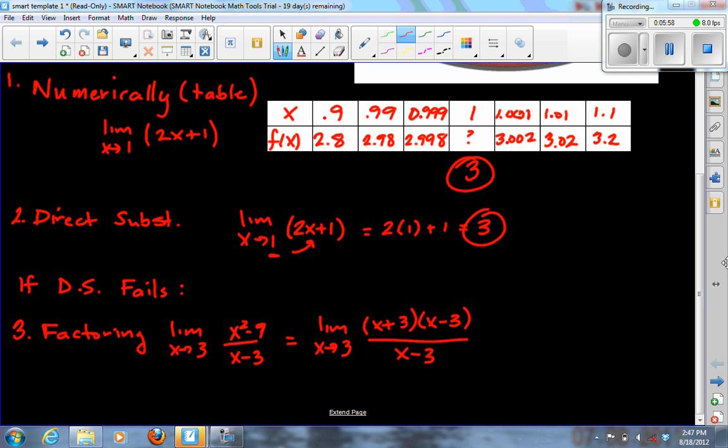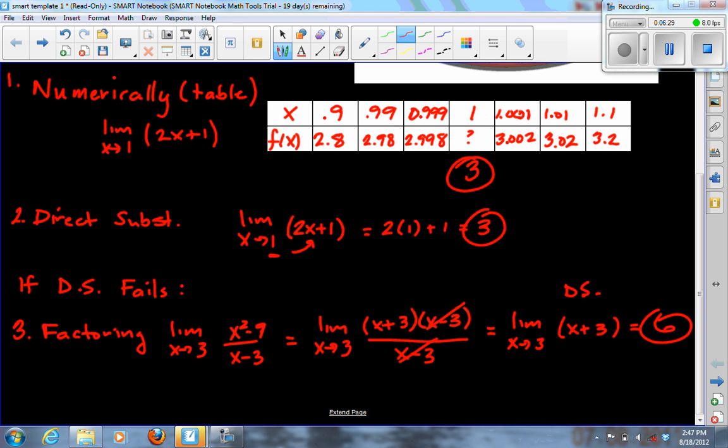And you'll remember from some pre-calc that you can cancel or divide these out. And I have a new function. The limit as x approaches 3 of x plus 3, and direct substitution will work now. Since direct substitution failed originally, I factored, canceled out the hole, and now I don't have a hole anymore, and direct substitution will work. 3 plus 3 is 6.